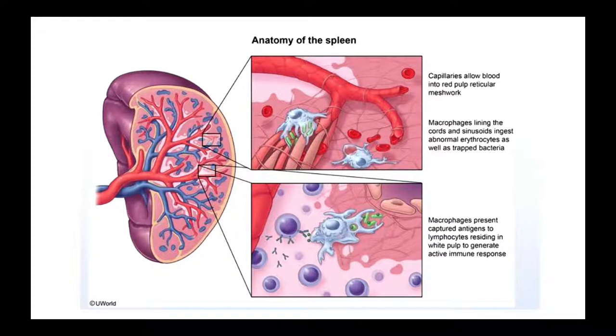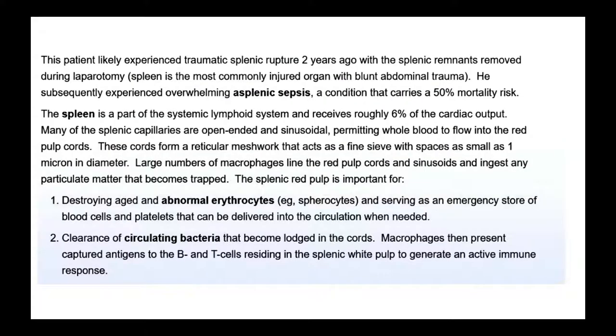We have white pulp and red pulp, and in the red pulp of the spleen there is movement of these bacteria, and erythrocytes are also there. So we have macrophages in the spleen, which are important for the clearance of those bacteria. And sometimes, when we have a problem with the spleen, or the patient does not have a spleen, this means asplenia. During this, it can predispose to some infections, like capsular.